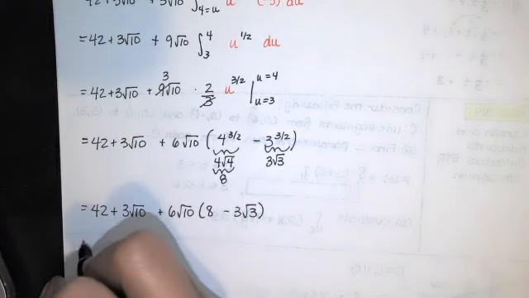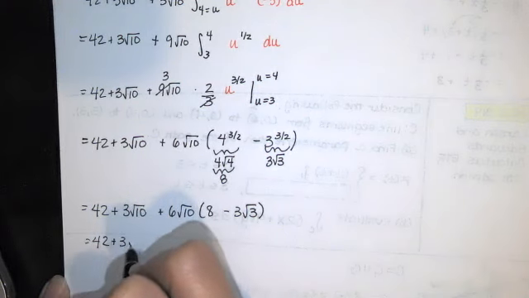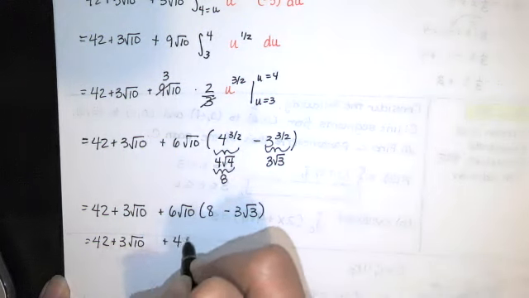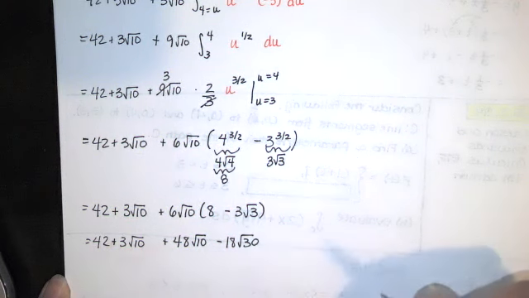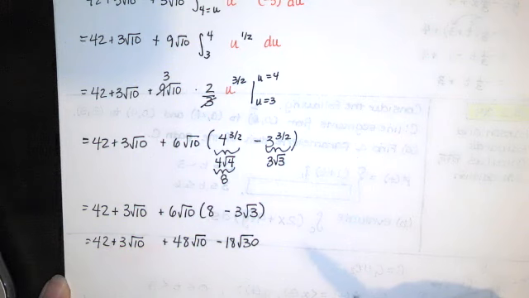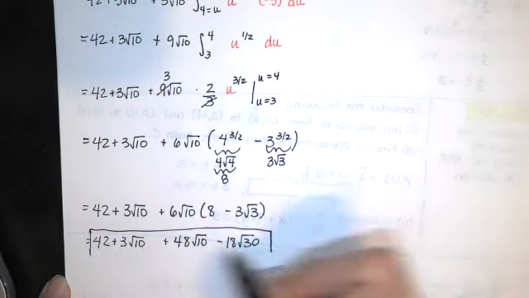You might wonder if this simplifies at all. I don't really see that it simplifies. I guess we could call this 48 times the square root of 10 and negative 18 times the square root of 30. But there's nothing that all three or all four of these terms really have in common. Well, 42, 3, 48, and 18 are all divisible by 3, but factoring out a 3 really isn't going to make this much simpler. So I think I would probably just leave this as is.